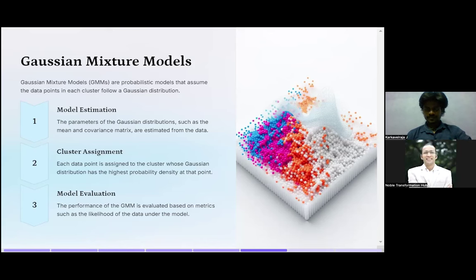So then we have model evaluation. The performance of GMM is evaluated based on metrics such as the likelihood of the data under the model. Okay, so we are always probabilistic. Likelihood is probabilistic again, because we are not 100% certain that this is the thing. So we are always plus or minus in probability.